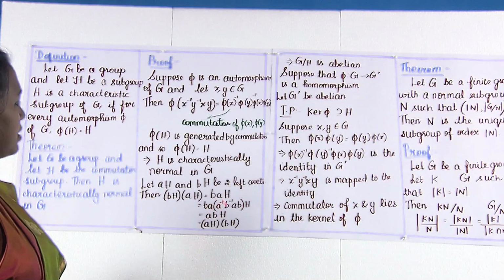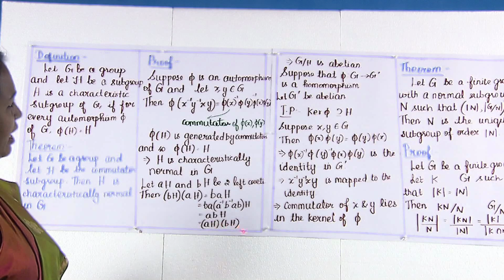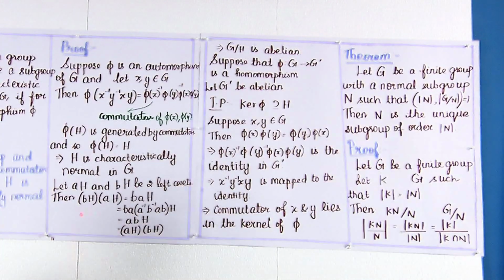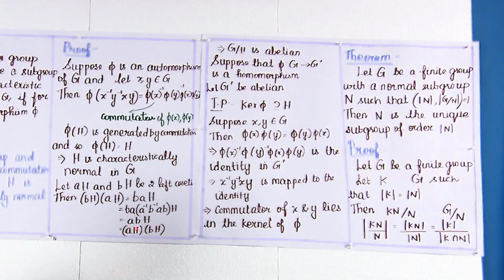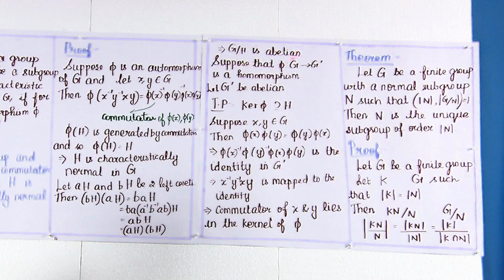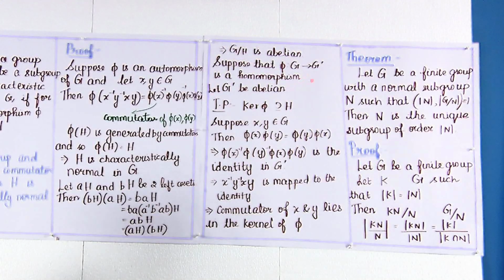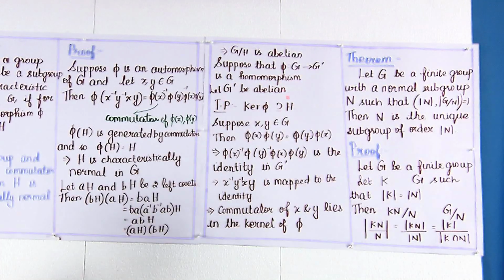When you cancel the terms and you club them together, you are going to get ABH, and that can be written as AH times BH, which implies that G by H is abelian. So, I have proved that this element times this element is equal to the product of the reverse also. So, it is abelian. Now let us consider a function phi from G to G dash to be a homomorphism. Let G dash be abelian.